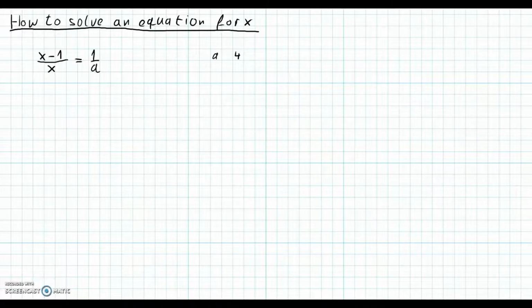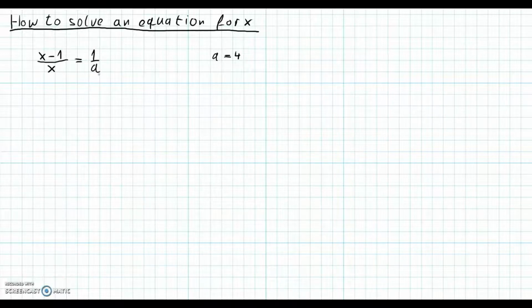Remember, before I wrote A, there was a 4 in this fraction. This little thing here is, so to speak, a placeholder for the number 4. Keep that in mind. It will get important at the end of this video. Right. Now I'm going to solve this equation for x.